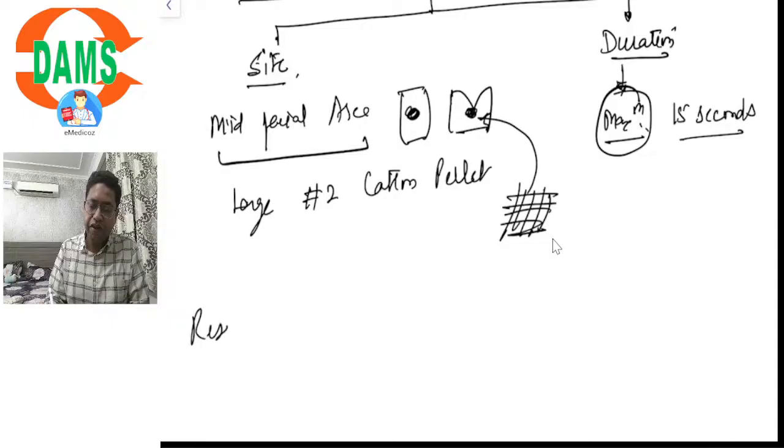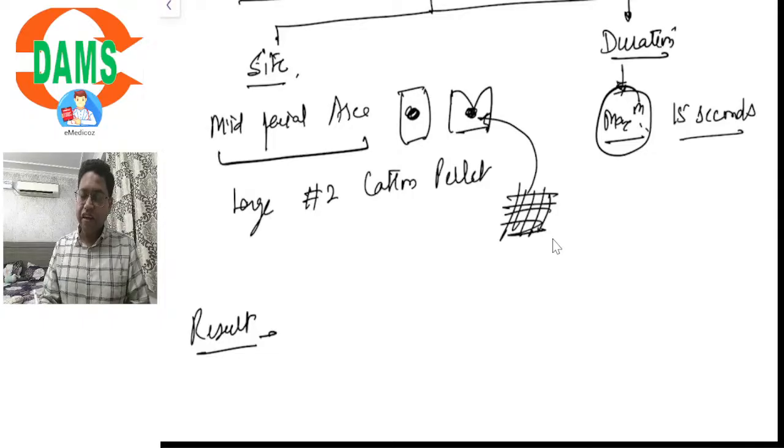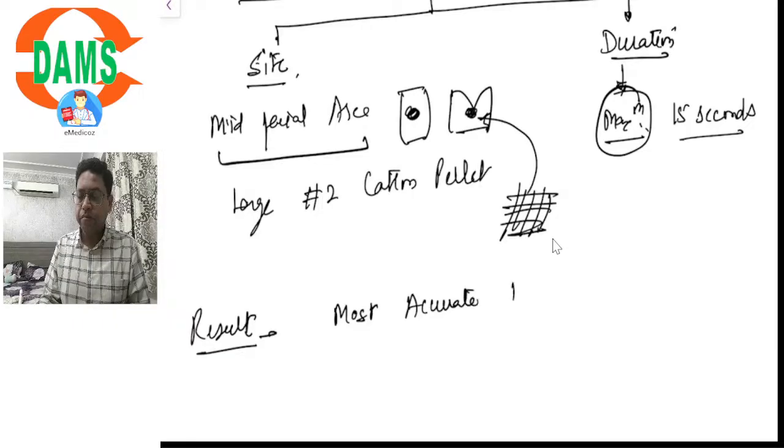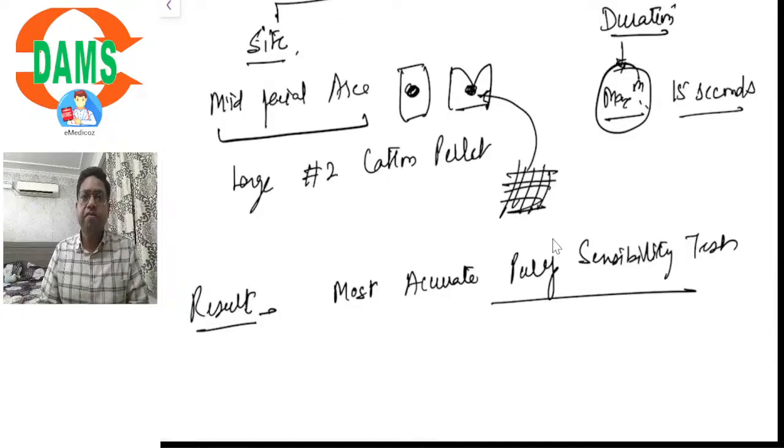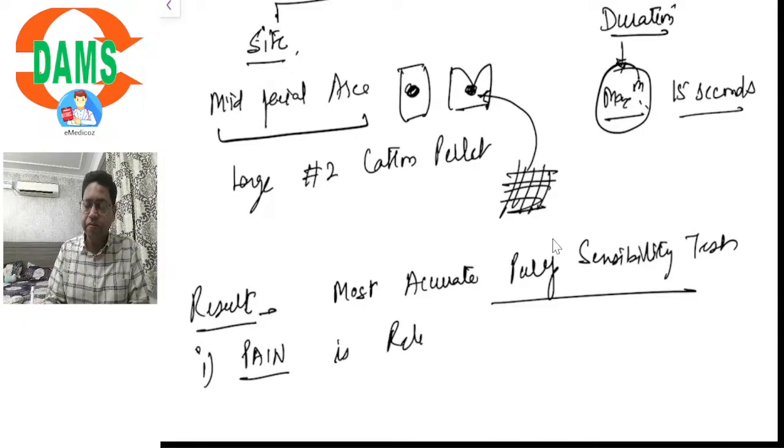Now, what is the result we can obtain? Cold testing is the most accurate pulp sensibility test. Okay, I'm not talking about the vitality test, I'm talking about sensibility test. So out of the three sensibility tests, cold testing is the most accurate, and there can be a clinical situation like the patient's pain is relieved on cold application.